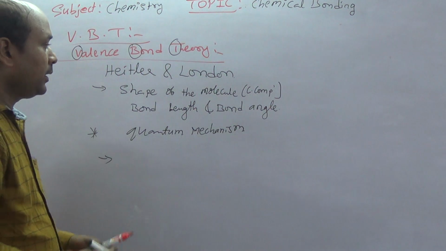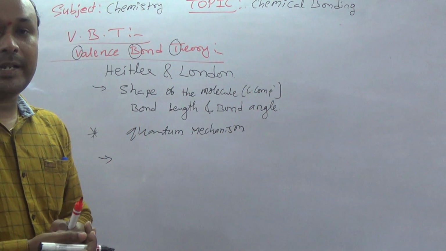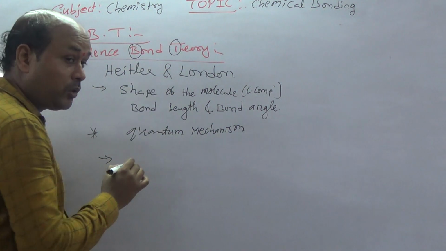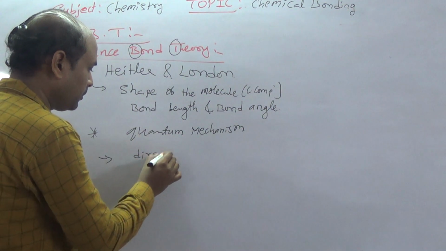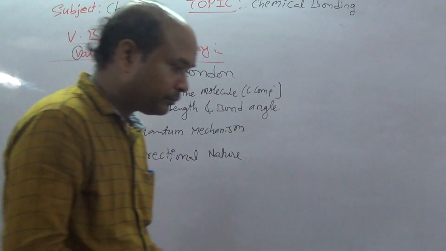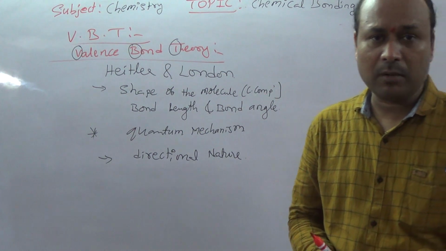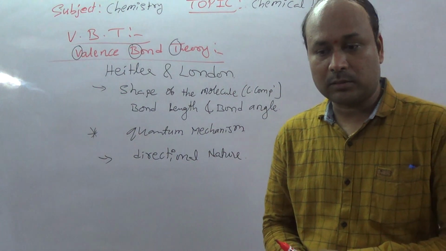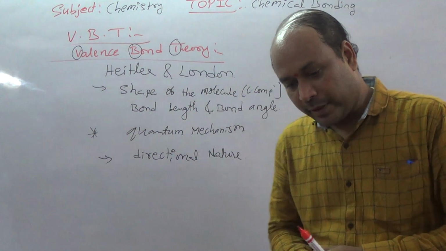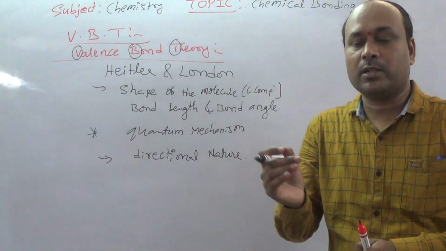This theory was extended to determine the directional nature of covalent bonds by Slater and Pauling. So this theory is also useful to determine the directional nature. Already we know how a covalent bond is formed. A covalent bond is formed by the overlapping of atomic orbitals with unpaired electrons. The orbitals involved in bond formation belong to two different atoms, and the electrons present in those orbitals must have opposite spin.